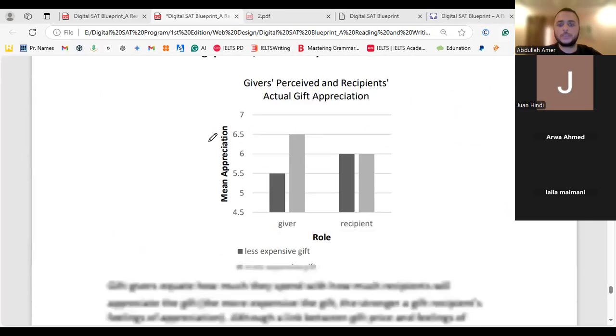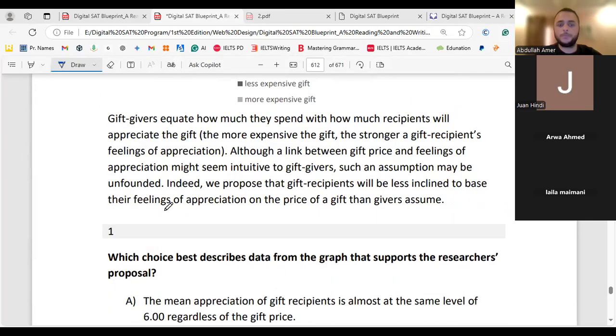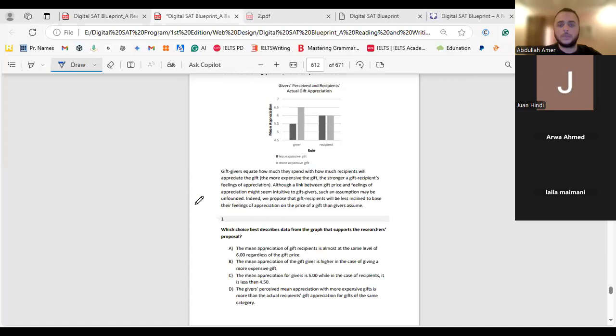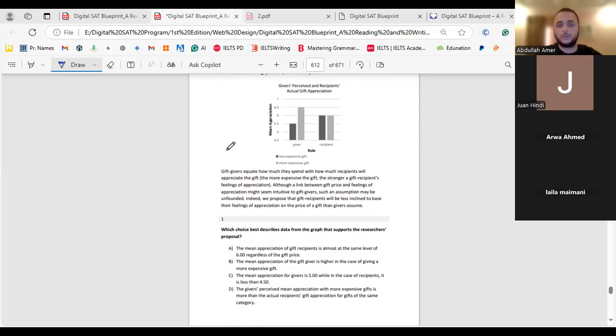Now there's another question here. You can zoom in from your screens. I'll give you a minute to answer this question alone. Start with the question, find the claim, then match the claim and the graph. Go on, please.